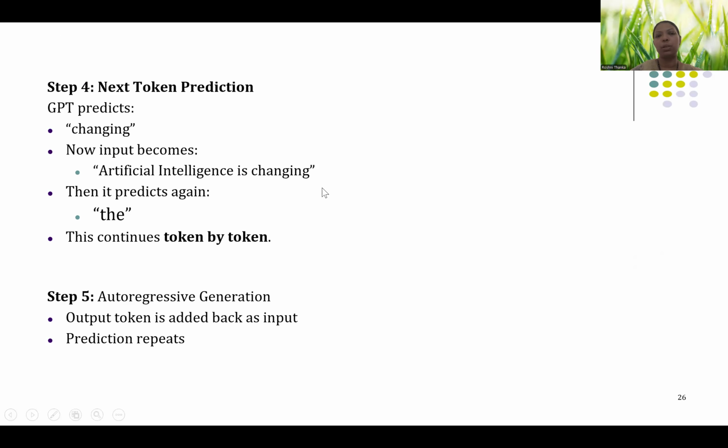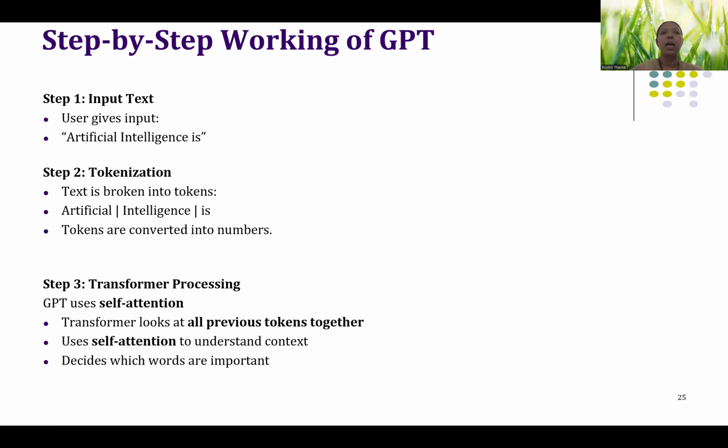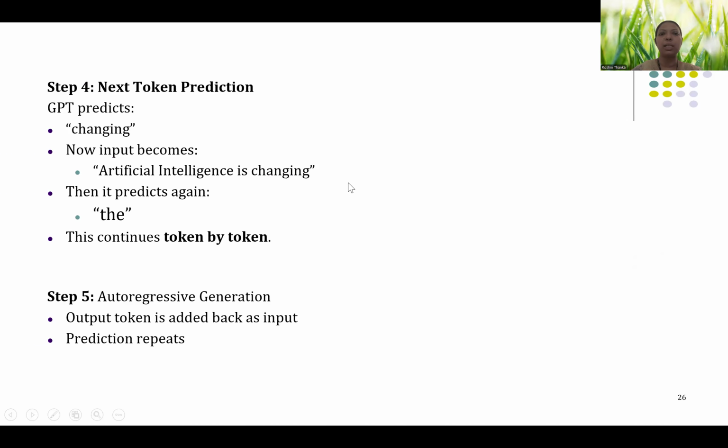This iterative process will be happening again and again. Then it will be predicting "the". So this continues, and it keeps predicting the next token. This is how the basic principle works in these models. And autoregressive generation means the output token is added back to the input and it will keep on predicting the next token.